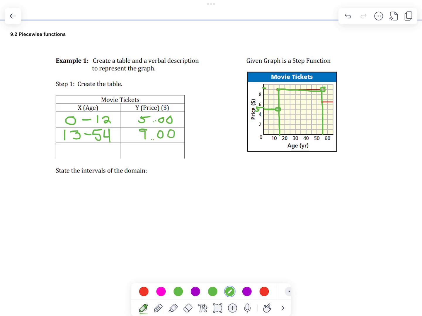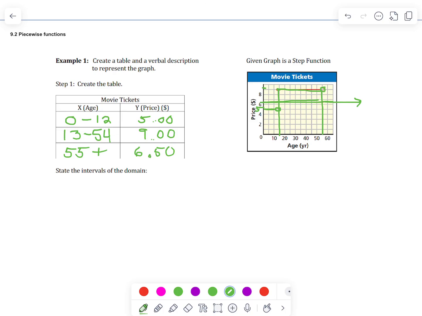And then the next horizontal piece, the price drops back down, and the age there is 55. And then notice it does not stop. So we'd say 55 and older plus, and the price is back down to an average of, looking at the middle there, across is $6.50.